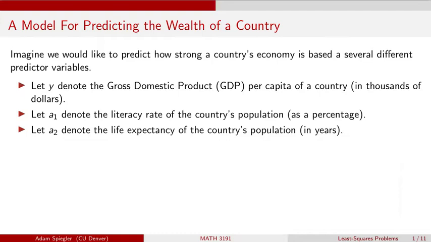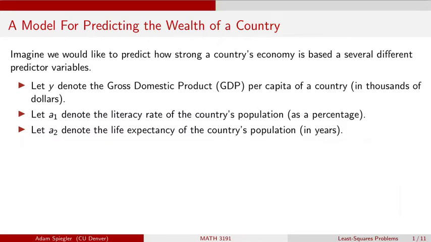Let's imagine we would like to come up with a model that's going to predict how strong a country's economy is based on two different predictors, A1 and A2. So we're going to measure the country's economy. We're going to denote that Y. And one measurement of how strong a country's economy is would be their GDP, their gross domestic product, which is the amount of all of the goods that a country produces in a year.